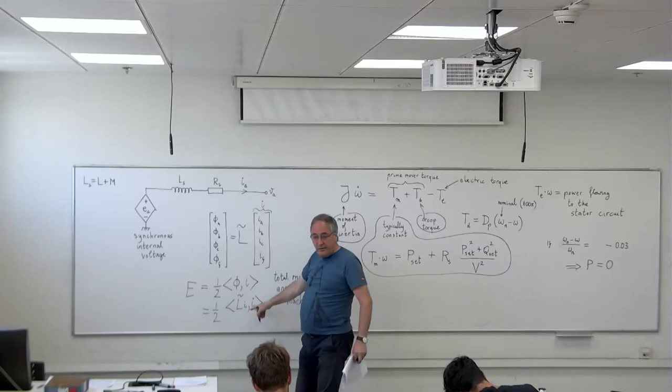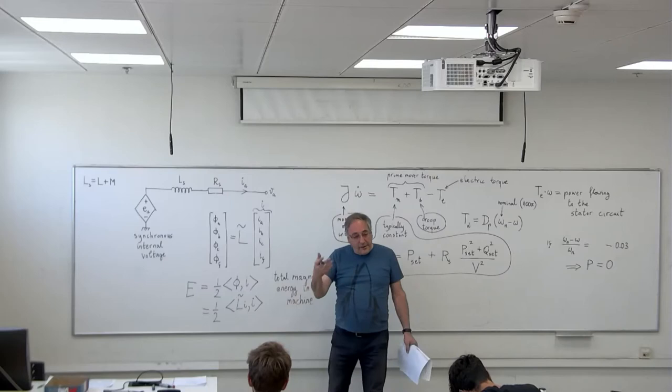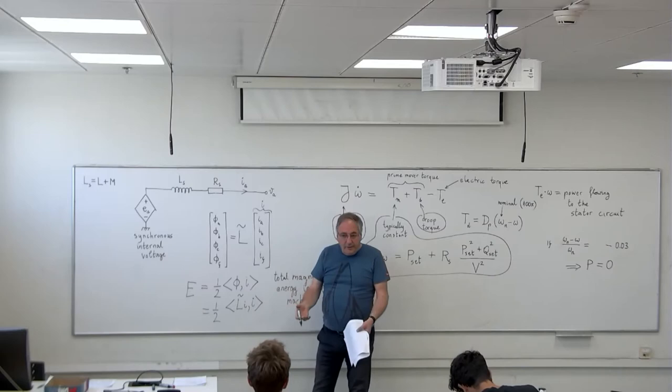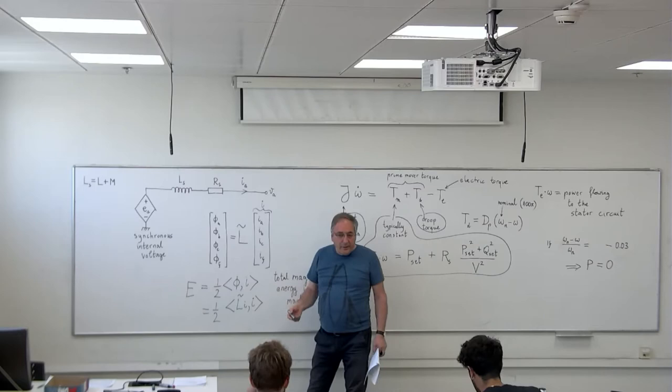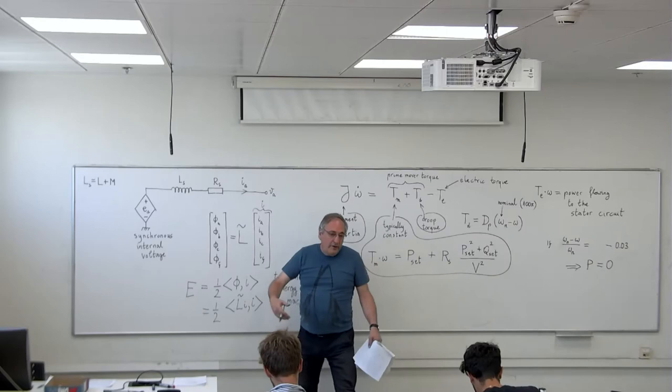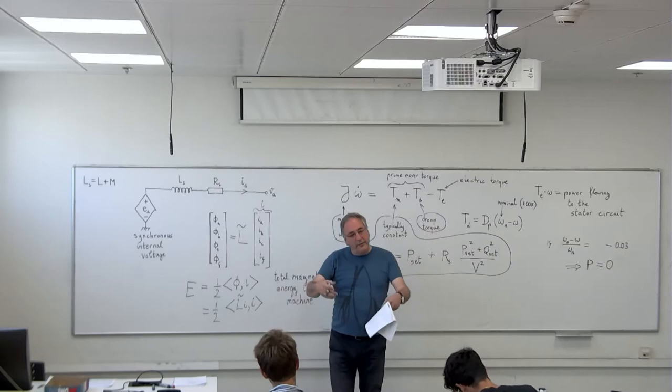You probably know that if you take a single inductor, then the energy in this inductor is 1/2 L times I squared. So this is now the generalization of that to an n-dimensional inductor, where you have several currents flowing and the magnetic fields are interacting inside.